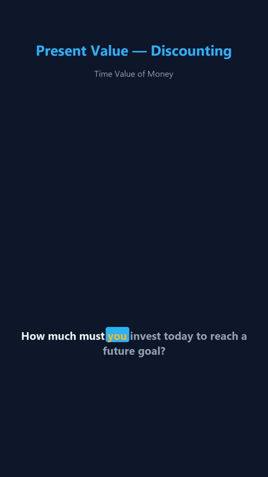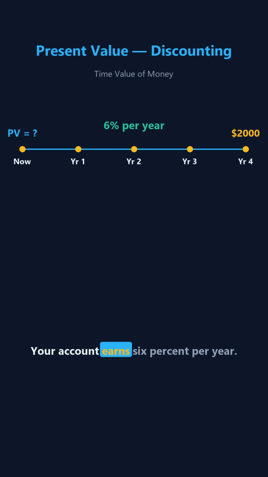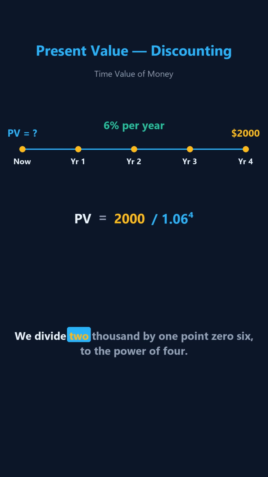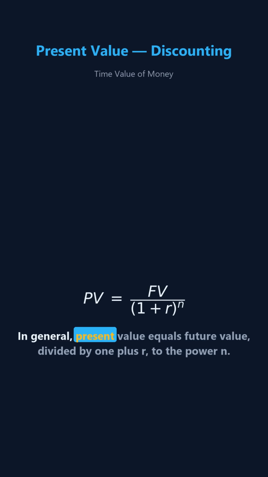How much must you invest today to reach a future goal? You want $2,000 in 4 years. Your account earns 6% per year. To find today's value, we discount the future amount. We divide 2,000 by 1.06 to the power of 4. So you need to invest $1,584.19 today. In general, present value equals future value, divided by 1 plus r to the power n.